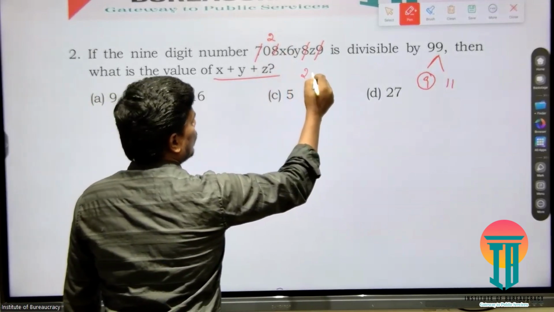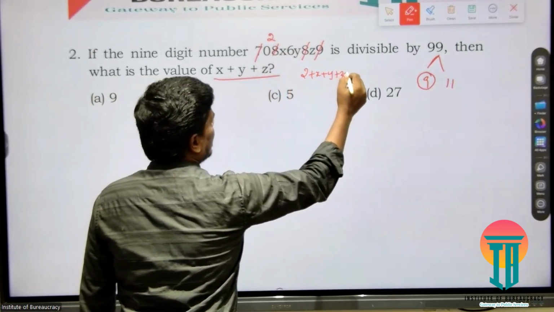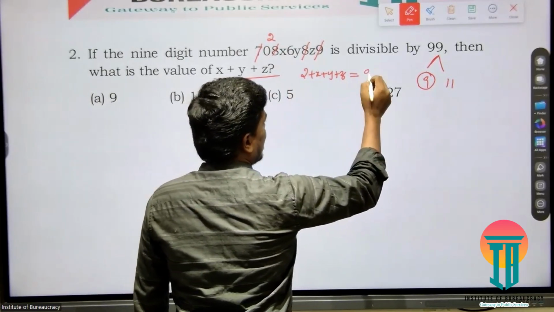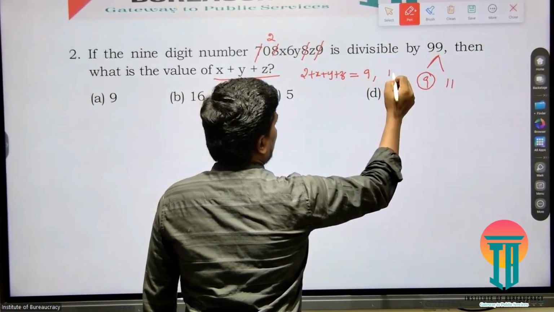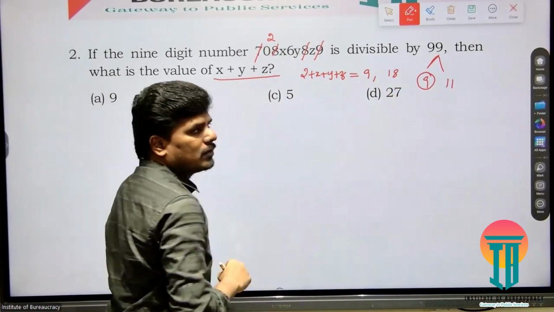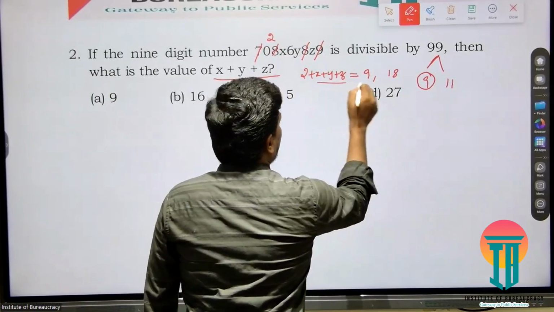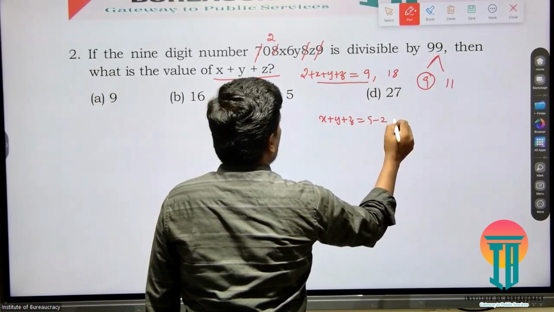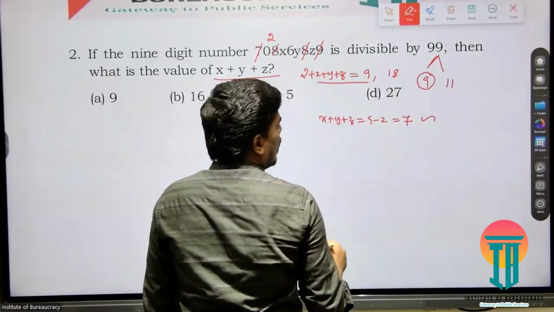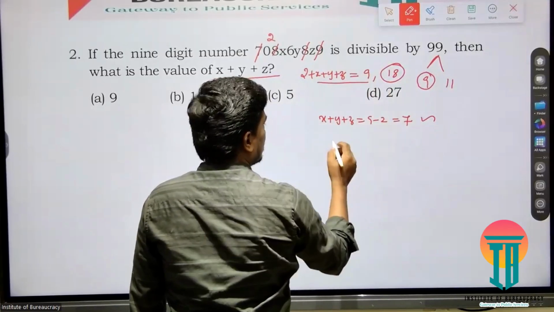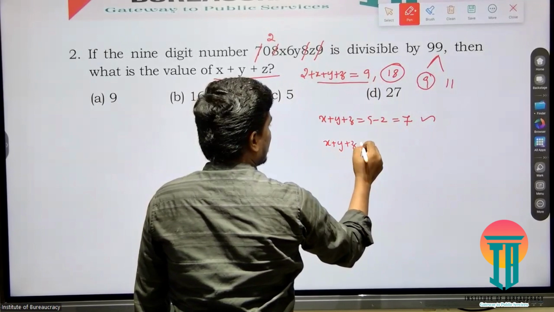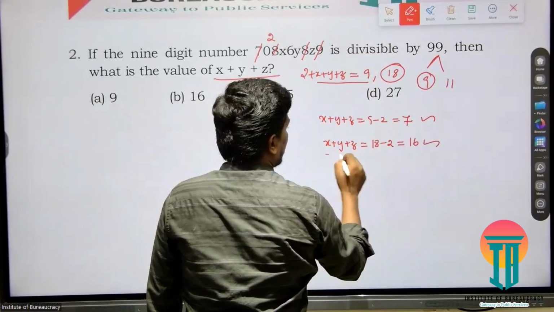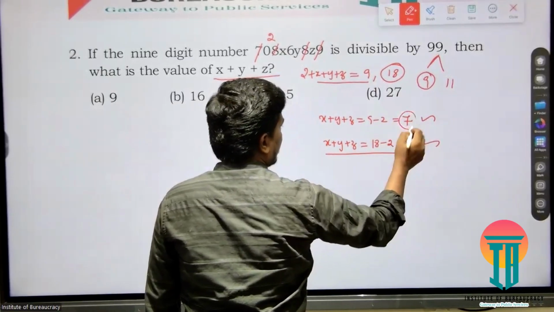Then 2 plus x plus y plus z. In order to be divisible by 9, it should be either 9 or 18. If it is 9, then x plus y plus z is 9 minus 2, which is 7. If it is 18, then x plus y plus z is 18 minus 2, which is 16. So x plus y plus z is either 16 or 7.